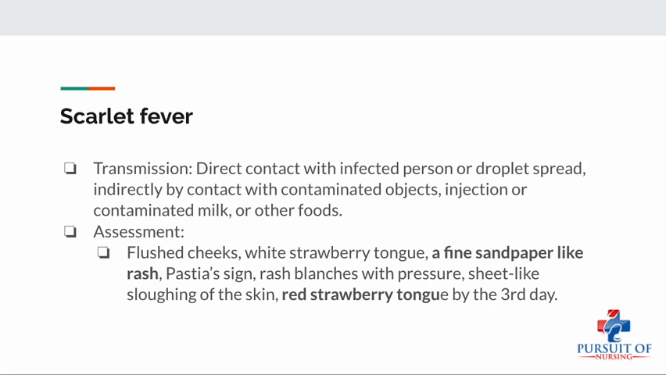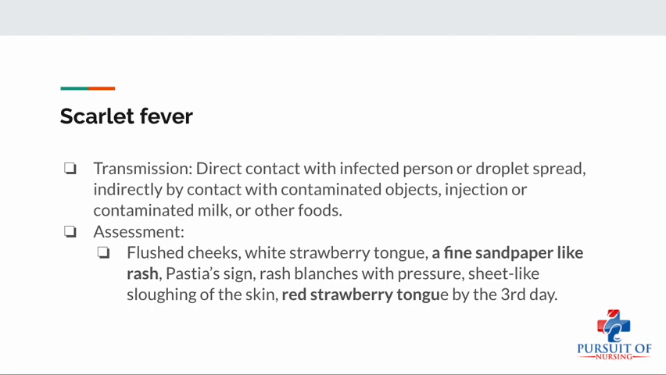Scarlet fever, another one where it's very important to recognize your assessment findings. So it's transmitted via direct contact or by droplet spread. Patients with scarlet fever are placed on airborne precautions until 24 hours after starting antibiotics. So they're going to present with flushed cheeks. They're going to have a strawberry tongue, a fine sandpaper rash. They're going to have Pastia's sign, which is a pink or red line of petechiae that's noted in the areas of deep creases or folds of the joints.